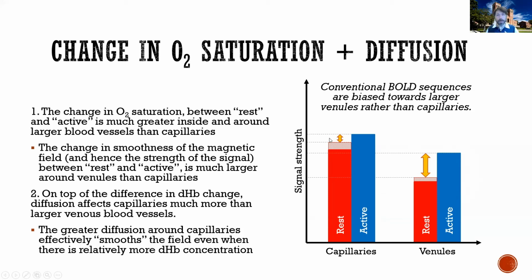So overall, the type of BOLD sequences that we use, which are known as gradient recalled echo, are just biased so much more towards larger venules than they are towards capillaries. So when you see an fMRI study, most of the signal people are looking at actually comes from inside and around larger venules as compared to capillaries. So this tells you something about the precision with which we can indicate which tiny piece of the brain has increased neural activity when we look at it with BOLD fMRI.